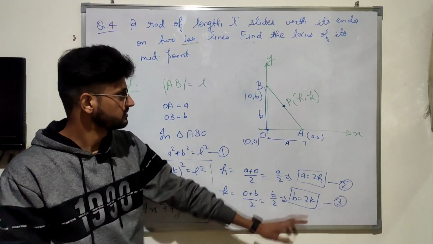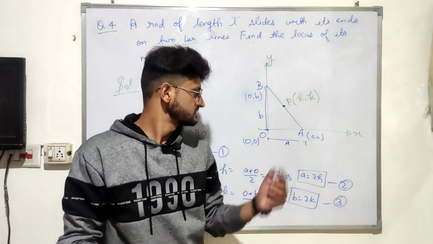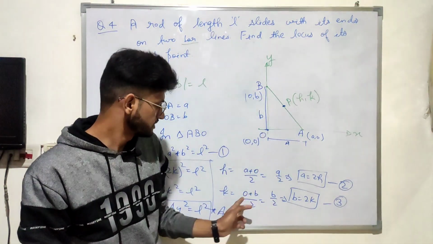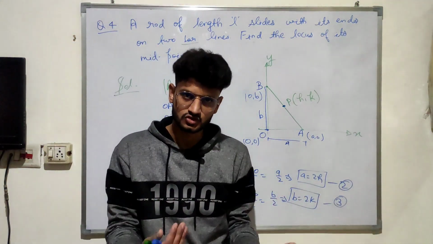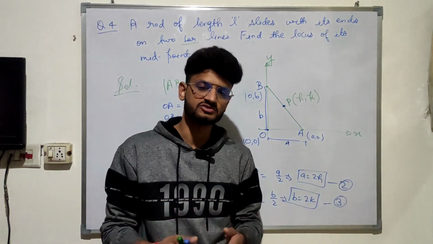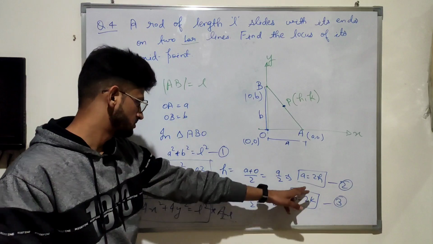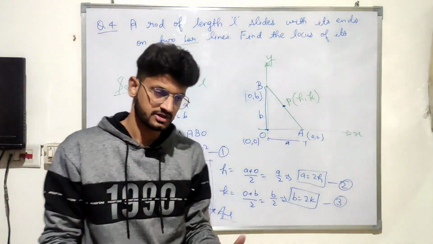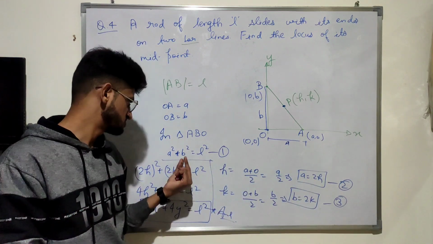And since we know this point P is going to be the midpoint of rod AB, H is going to be equal to A plus 0 upon 2, and K is equal to 0 plus B upon 2. Similarly, we got A as 2H and B equals 2K. So since we got A in terms of H and B in terms of K, what we have done is replace these values in equation number 1 to remove variables A and B. So as expected, we have removed the variables A and B by substituting their values into equation number 1.